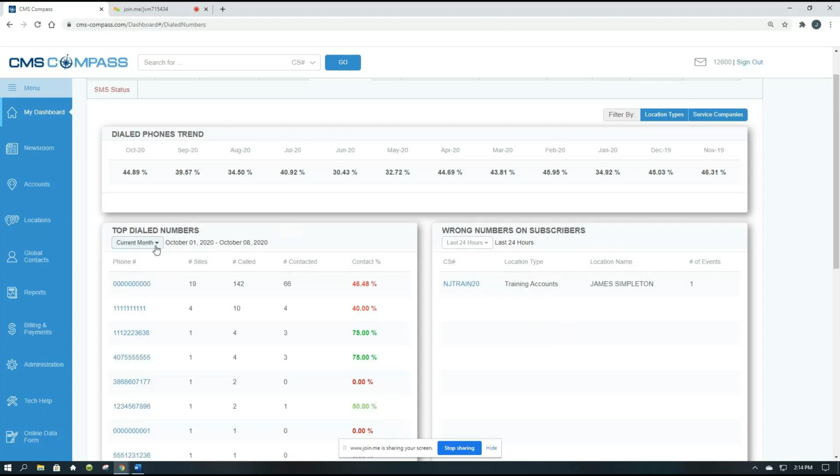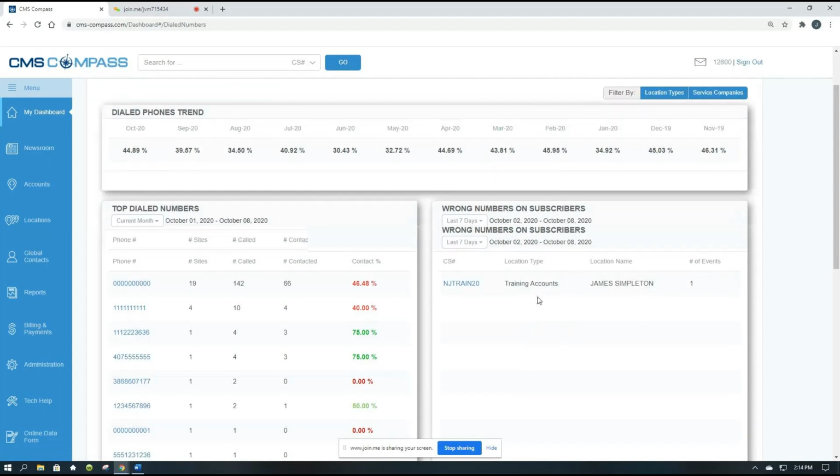And again, you can change these search parameters. This is the last 24 hours. I could change this to the last 7 days. It's still just that one single account.